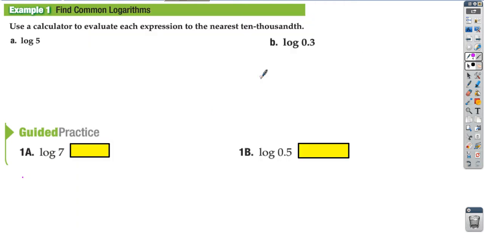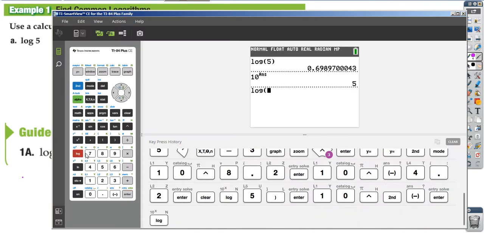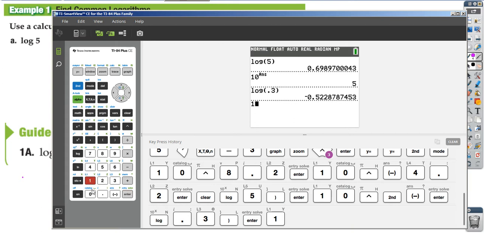What was the other one? Log base 10 of 0.3. So let's do that. So the log base 10 of 0.3, and that is going to equal negative, so 10 to the negative power right there. Remember, raising to a negative exponent means flipping and making it positive. So this should give us 0.3, and it does.